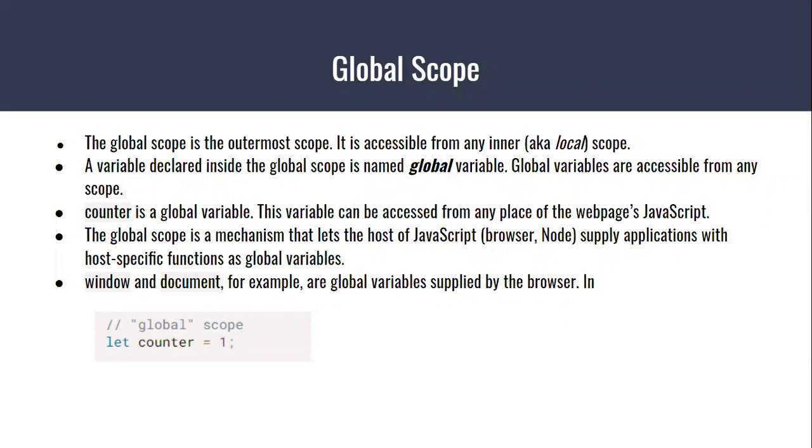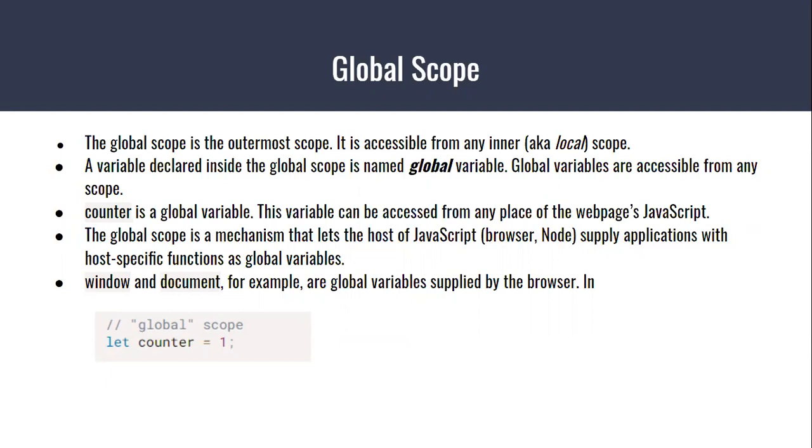Anyhow, global scope. Global scope is the outermost scope. It can be accessible from the inner scope, local, anywhere really. If it's global, it can be accessible anywhere. It can be changed unless it has some of those newer syntaxes, right? A variable declared in the global scope is named a global variable.